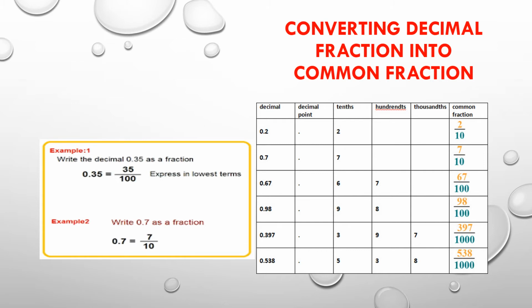Can you guess for 0.35? Yes, the answer will be 35 upon 100. Same, for 0.7, the answer will be 7 upon 10.